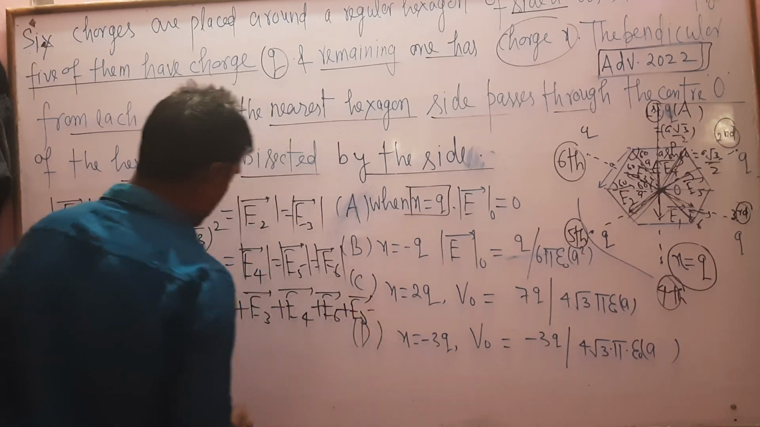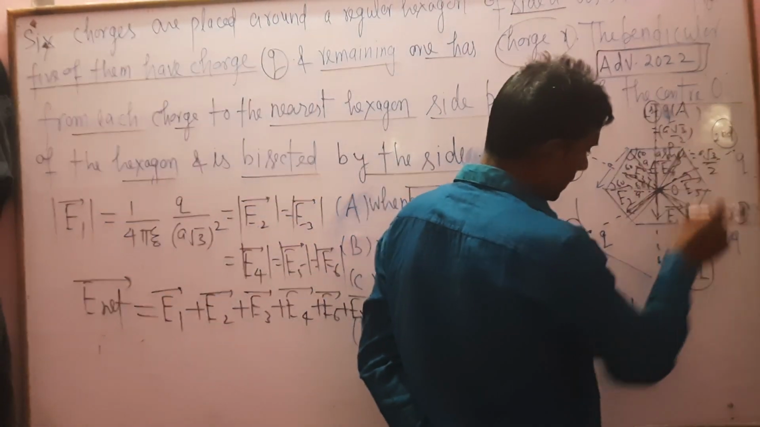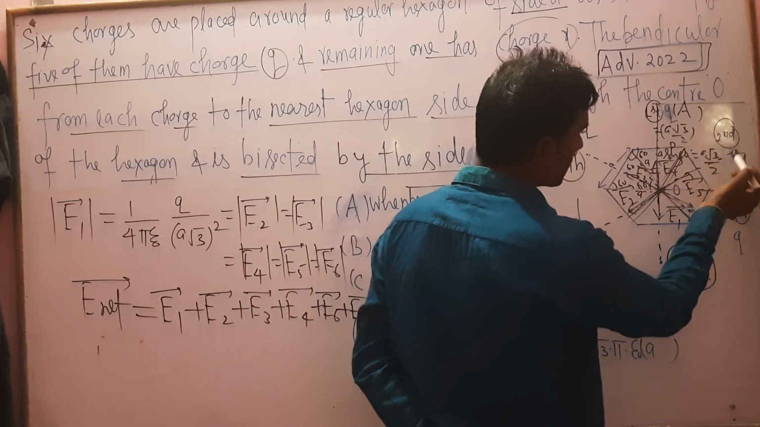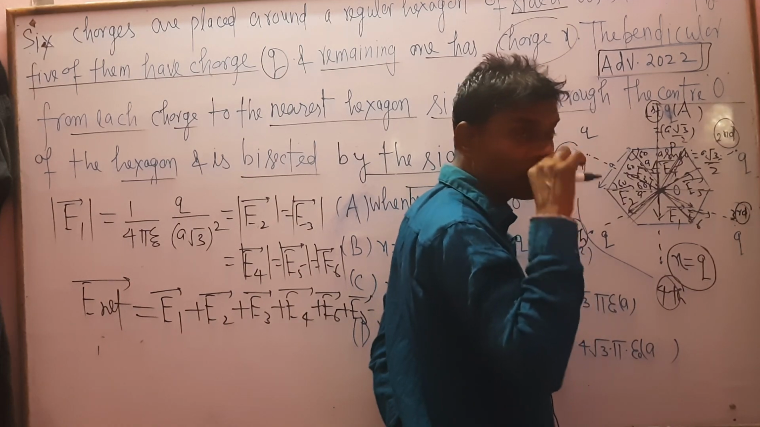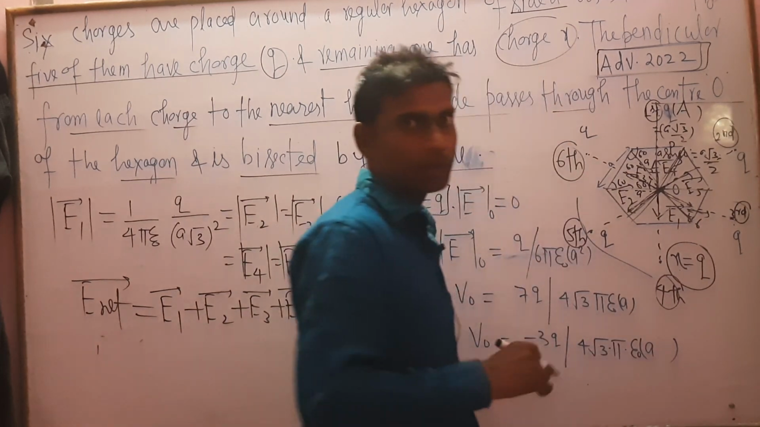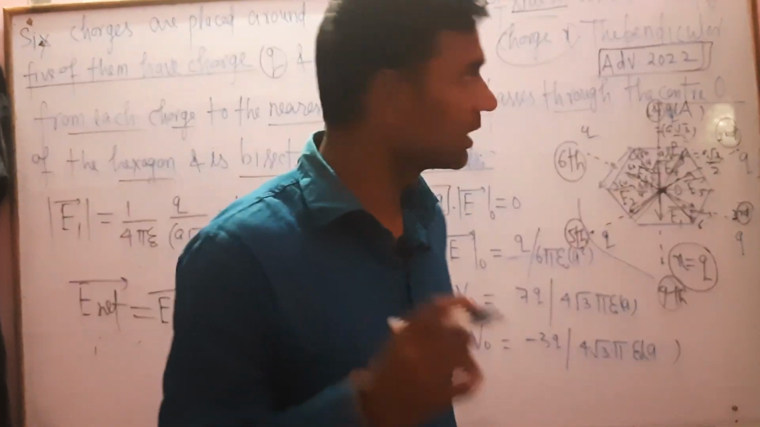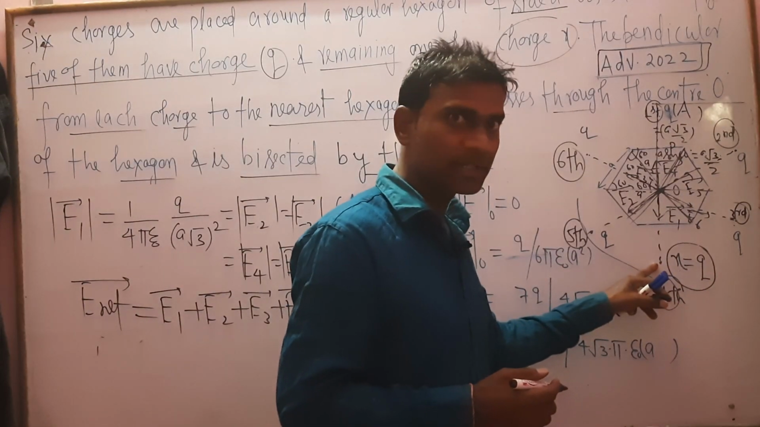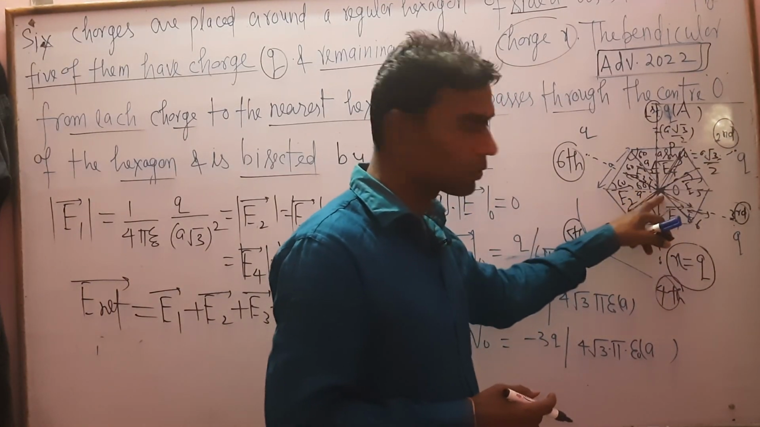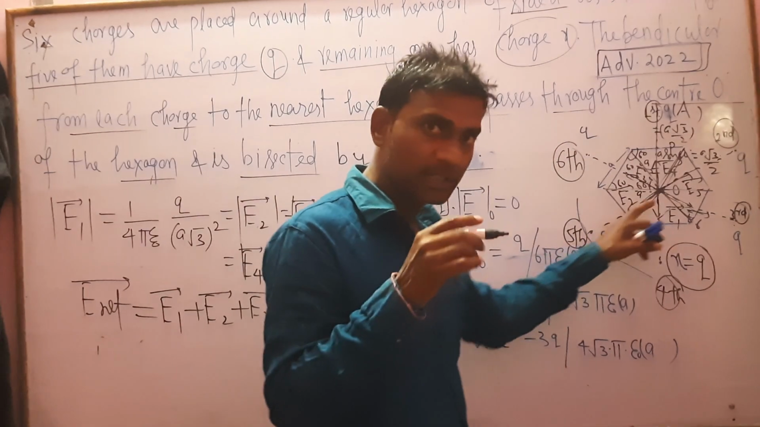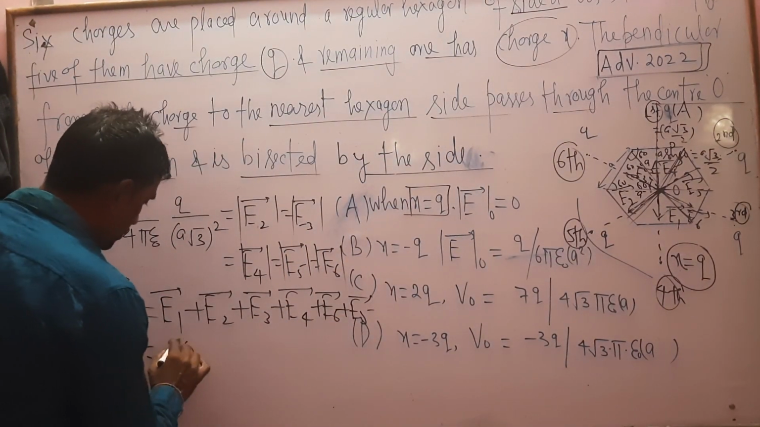This is the E5 vector, and this is the first, second, third, fourth. E1 and E4 vectors are equal and opposite, meaning magnitudes are equal and directions are opposite. So we can say E1 vector equals minus E4 vector. Similarly, these vectors are equal and opposite, which implies that these vectors cancel out. So we can say these sum to 0 vector.